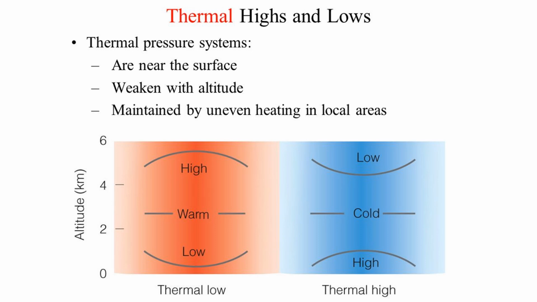So we can summarize the typical characteristics of a thermal pressure system as shallow, weakening with height, and being maintained for the most part by local surface heating and cooling.